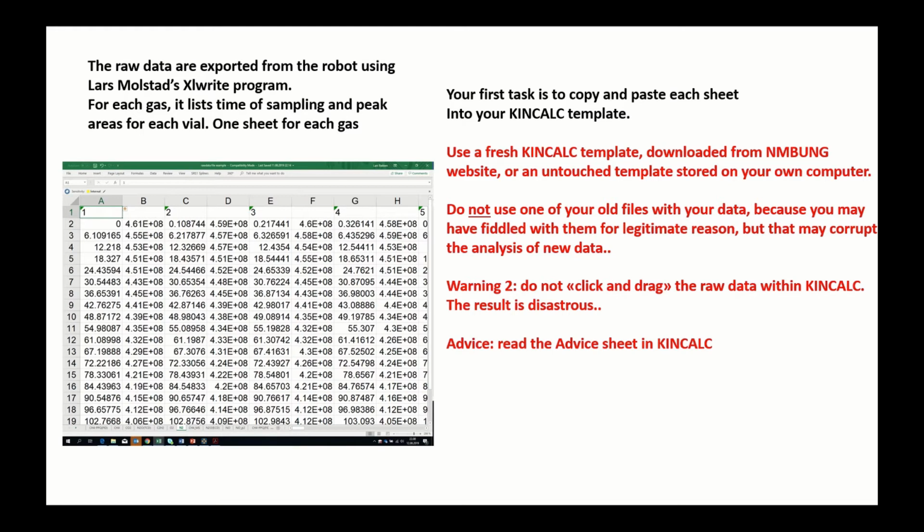This is pretty straightforward, but there are a couple of important advices. Always use an untouched KINCALC sheet downloaded from our website or stored as a template in your own computer. Do not use one of your old ones, because you may have fiddled with it for legitimate reasons, but the changes may corrupt the analysis of the next data set, and it goes unnoticed. Next warning: never click and drag within the raw data sheet within KINCALC. It is destructive and you will have to start all over again.